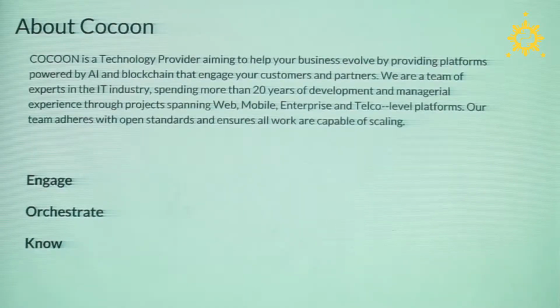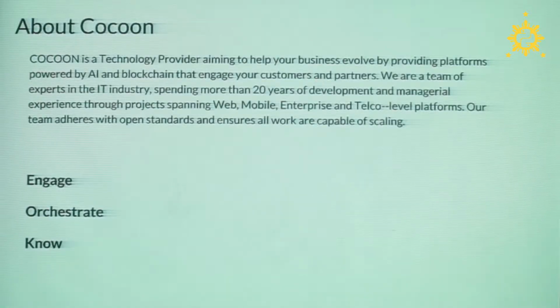So again, Cocoon is a technology provider. We provide platforms that developers and companies can use to implement additional services, new products, orchestrate experiences, know more about your customers, stuff like that. Our product line is engaged into three areas: engaging customers, orchestrating business processes, systems, and partnerships, and then knowing more about your business and your customers. So engage, orchestrate, and know.